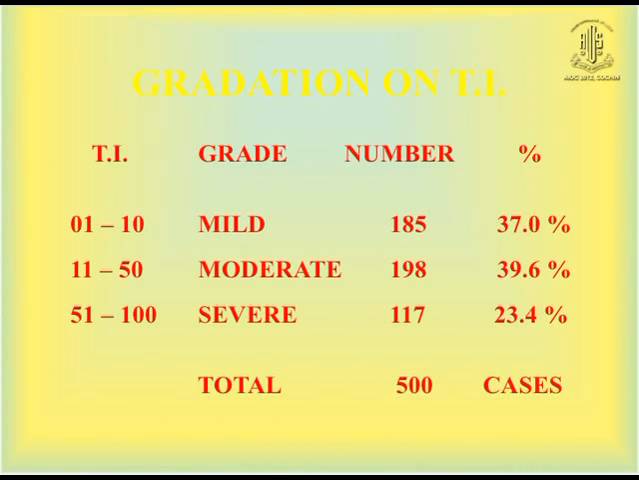Now the gradation. Once you work out the trauma index, if the trauma index is from 1 to 10, then it's mild. And in my previous study, I had studied 185 cases, and it's about 37%. 11 to 50 trauma index is moderate, and 190 cases, that's about 39.6%. 51 to 100 was severe, 117 cases, 23.4%. So that's an analysis of my study of 500 cases, which I published earlier.